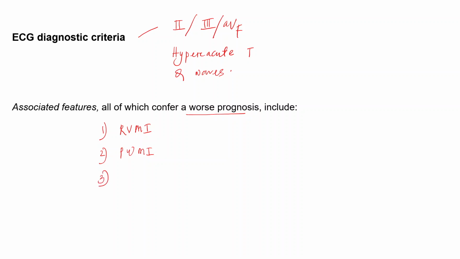Third point is this: the vagus nerve is very close to the right side and inferior part of the heart. So whenever there is inferior MI or right sided MI, the vagus nerve is likely to be involved, and the AV node is also likely to be involved because it is present on the right side. So you may get AV nodal blocks, AV blocks, or increased vagal tone bradycardia. Okay, so all this confers a worse prognosis. So these are all the associated features of inferior wall MI. We will see them one by one.